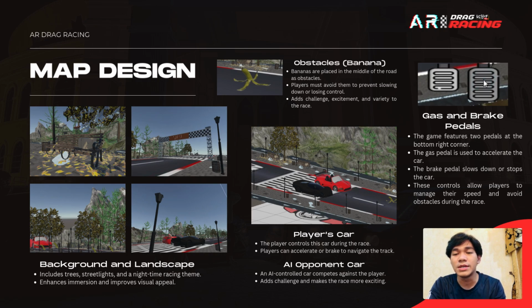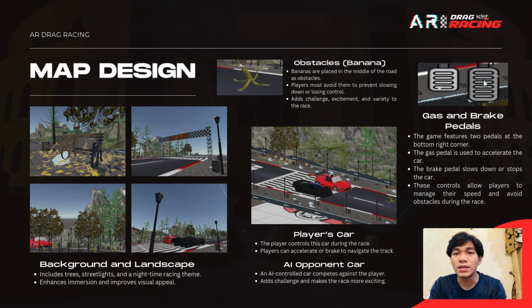One of the 2D objects added is a tree, which was imported from Sketchfab to give the environment a more natural and realistic look. These elements help bring the race track to life and make the game visually engaging for players.